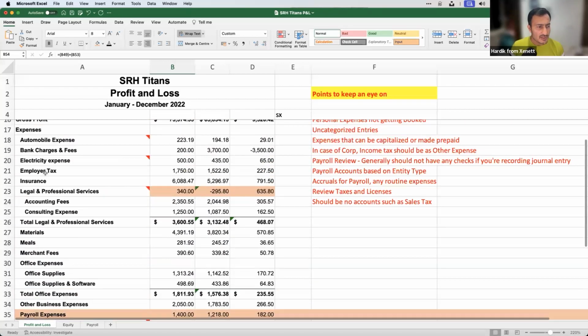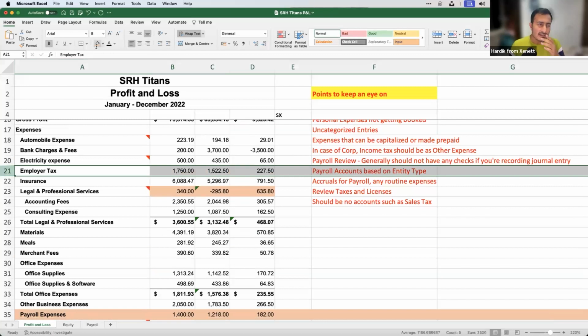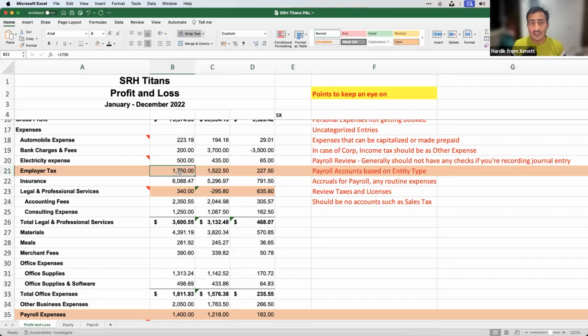Somewhere it says employer tax. I would say we should just call it payroll taxes. One thing we also have to keep an eye on is that we have seen that people sometimes just book payments, like whatever tax payments are going out from the bank account, they just book it here, right? But that is not how it should be handled, because whatever payment is going out from the bank account actually includes some portion of employer and some portion of employee, right? So we need to make sure that this only includes the employer's portion, not the employee portion, right?